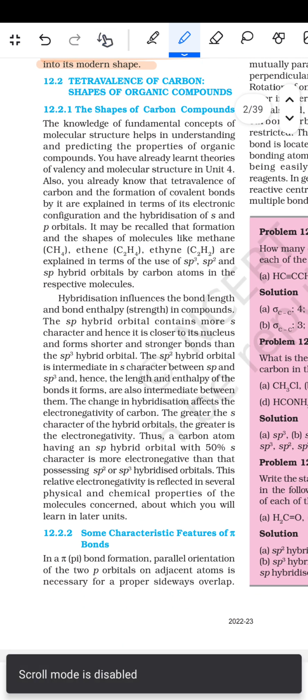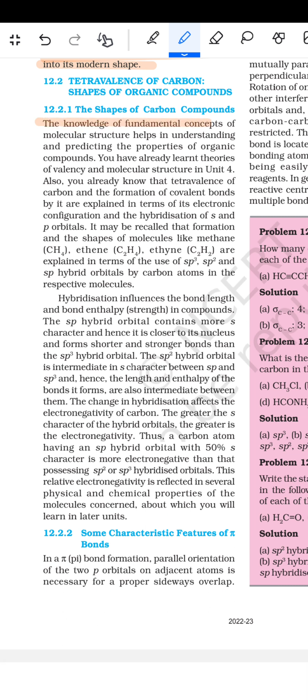Tetravalence of carbon, shapes of organic compounds. The shapes of carbon compounds. The knowledge of the fundamental concept of molecular structure helps in understanding and predicting the properties of organic compounds. You have already learned theories of valency and molecular structure in unit 4. Also, you already know the tetravalence of carbon and the formation of covalent bonds by it are explained in terms of electronic configuration and the hybridization of s and p orbitals.